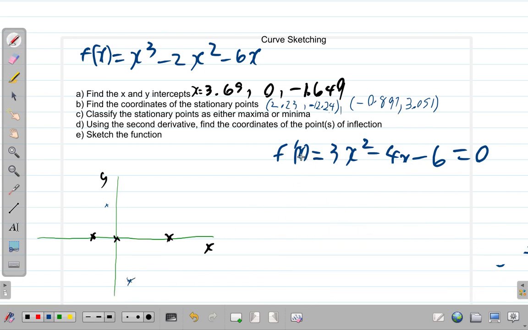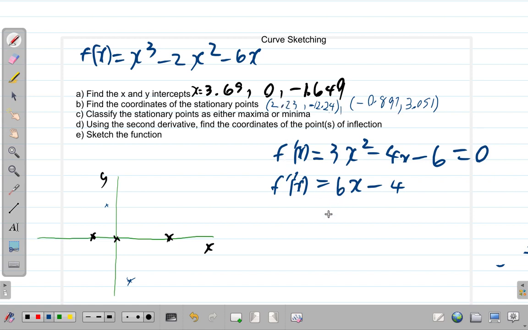Here now, we already have the first derivative. What about the second derivative? F double prime x is going to be 6x minus 4. Alright, 6x minus 4 is what we have. Now, here, we have one case where the stationary point is at x equal 2.23.